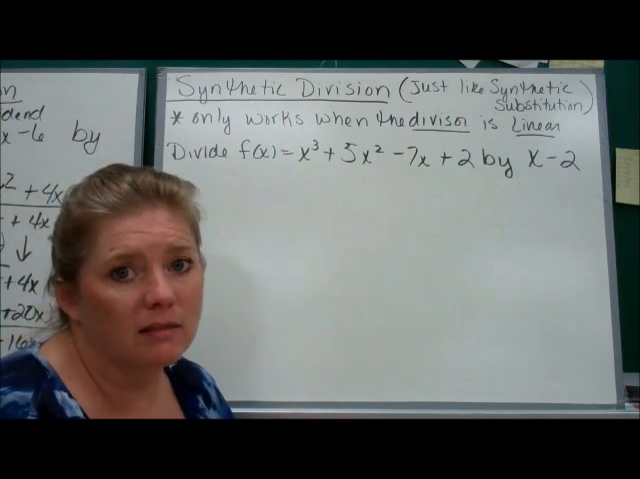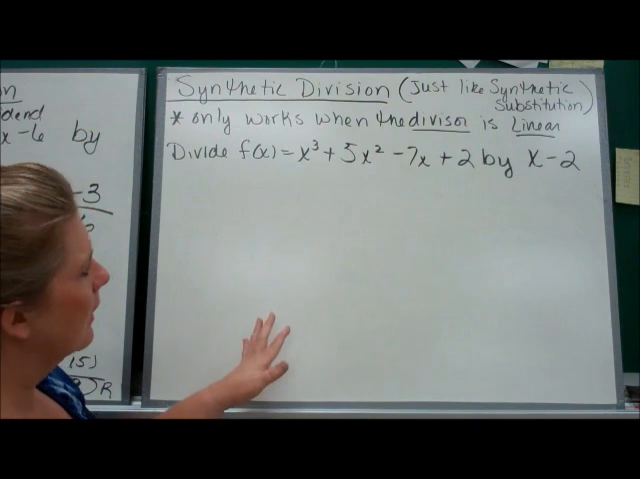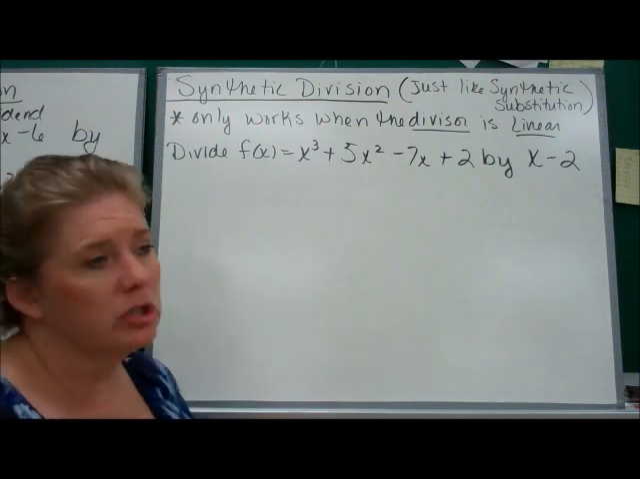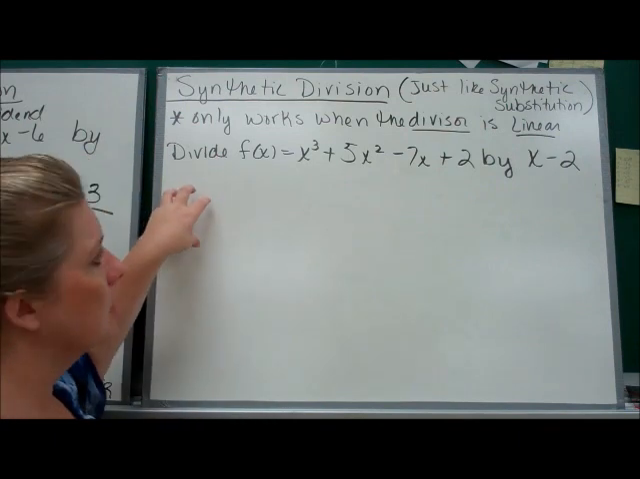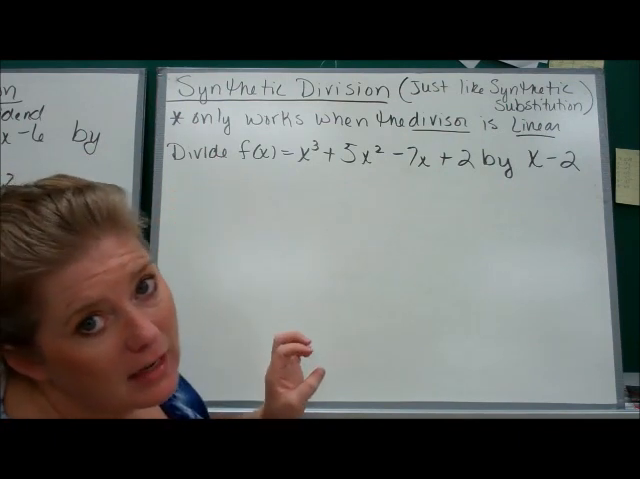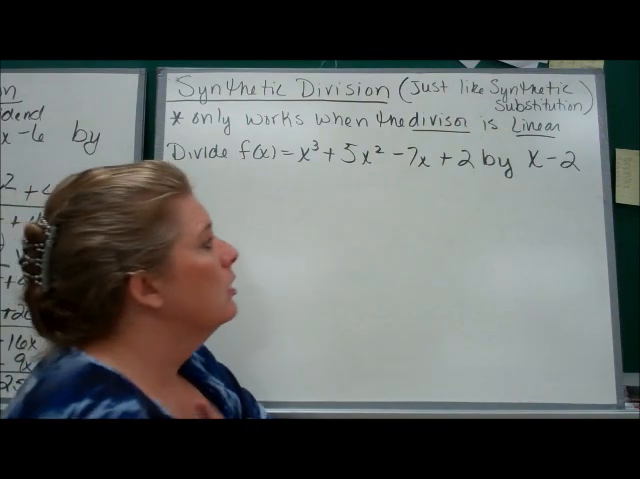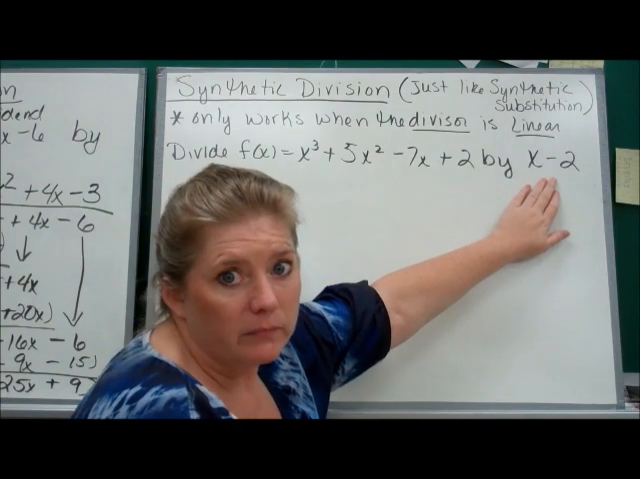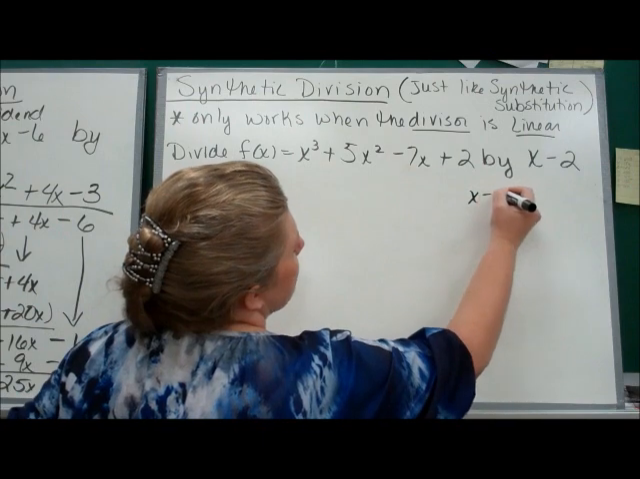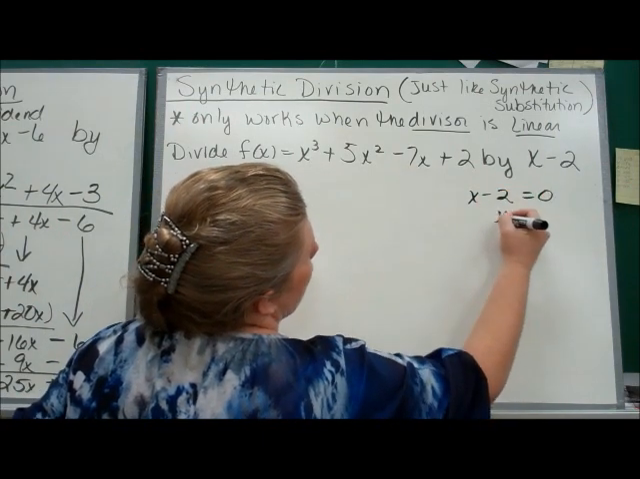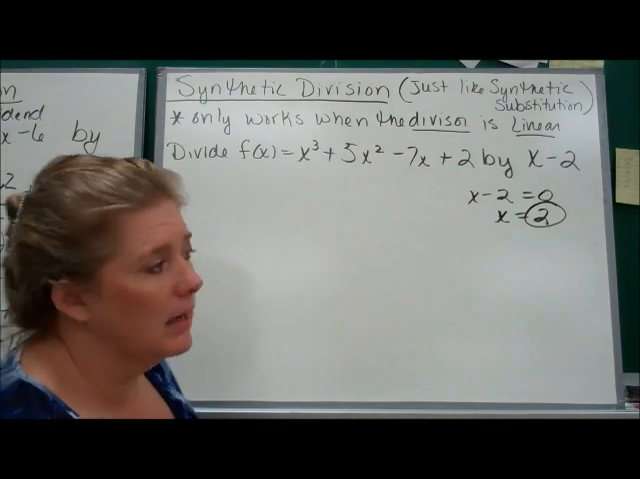It's just like synthetic substitution. Okay? We're going to set it up. But here's the thing. With synthetic substitution, you were told to substitute whatever number. So you were told what number goes outside the box with synthetic substitution. But you're not told that with synthetic division. So you're just given divide by this. So what number goes outside the box here? If you take x minus 2, set it equal to 0, x equals 2, that number is what you're going to write outside the box.